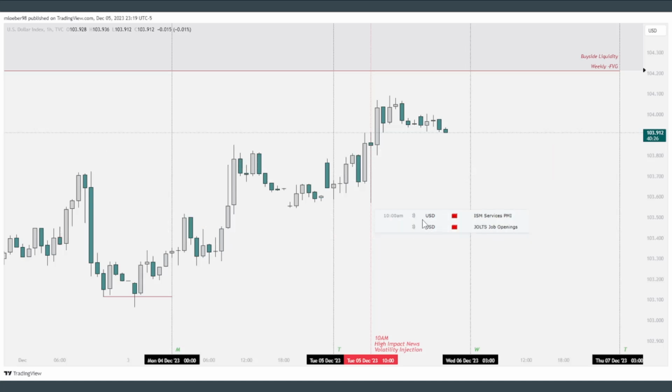So I already know that there's volume imbalances and new day opening gaps that I could see price be supported by. I also have labeled here the 10 a.m. news, high impact news drivers that will be used as our volatility injections into the marketplace. And as you can see, the high impact news at 10 a.m. was a driver for bullish dollar crosses towards our weekly bearish fair value gap draw on liquidity.